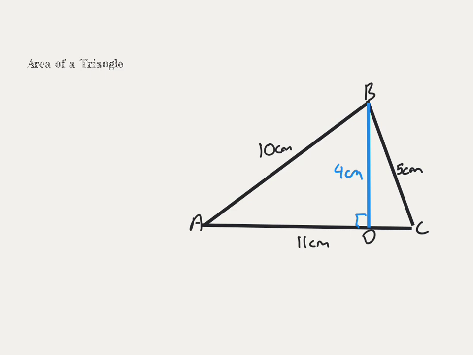Another one, and we've got the letters here, so it might tell us which is the base and which is the height. If it doesn't tell us, I just work it out. The base is AC, 11 centimetres, the height is BD, 4 centimetres, because it's perpendicular. Okay, 11 times 4 is 44, divided by 2 is 22 centimetres squared.